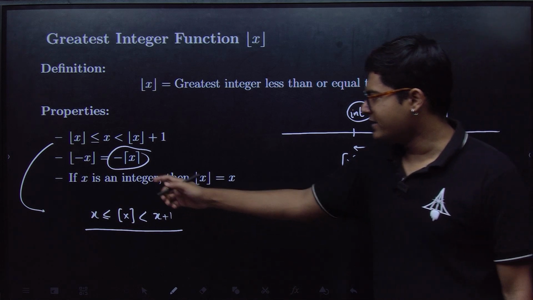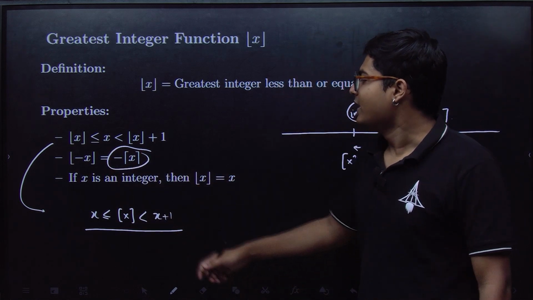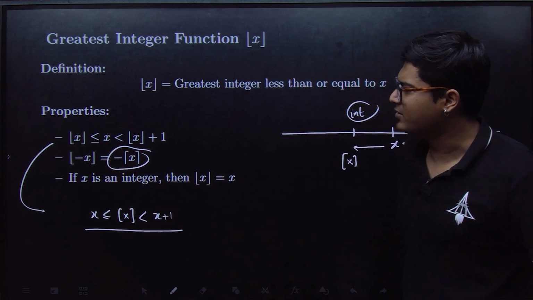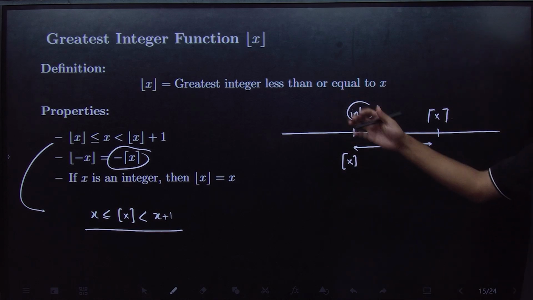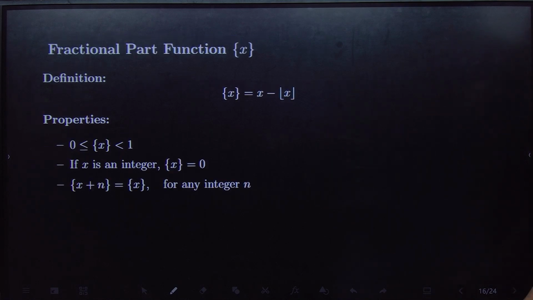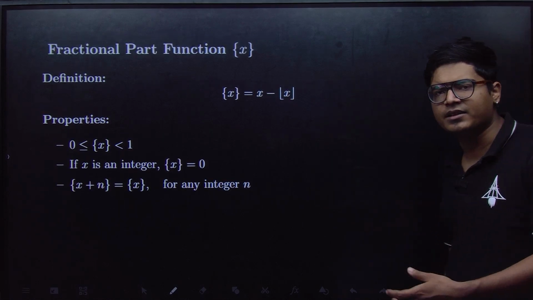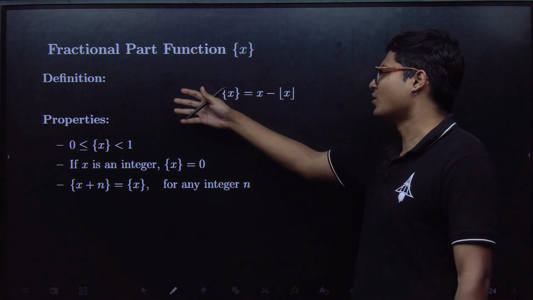So box of minus x is minus of ceiling of x. If x is an integer, then obviously box x is going to be equal to x. So those are some standard properties of the greatest integer function. Next is the fractional part. It's another function that we define based on this box function.